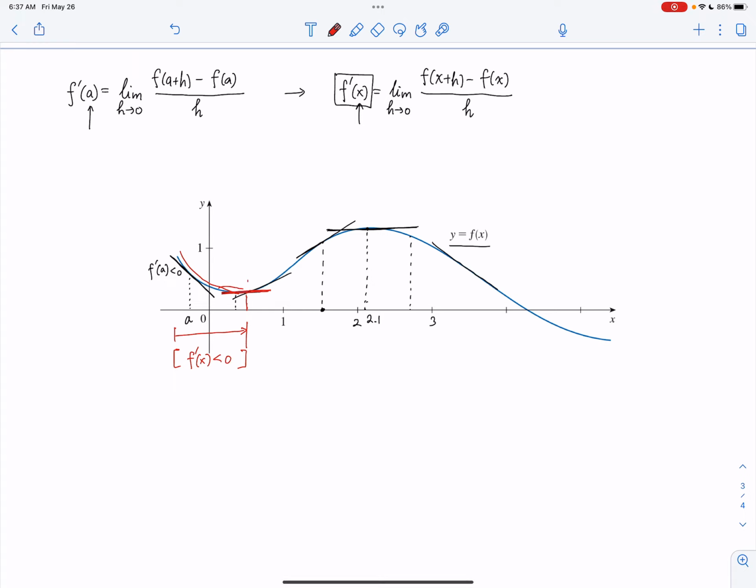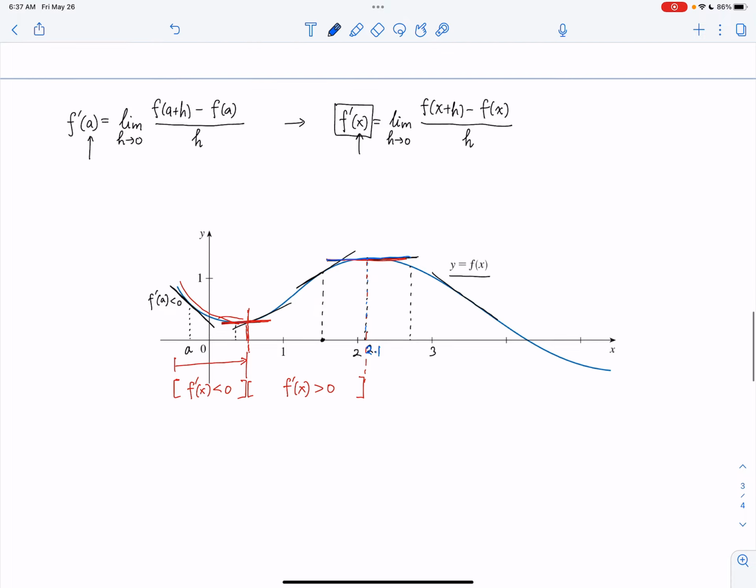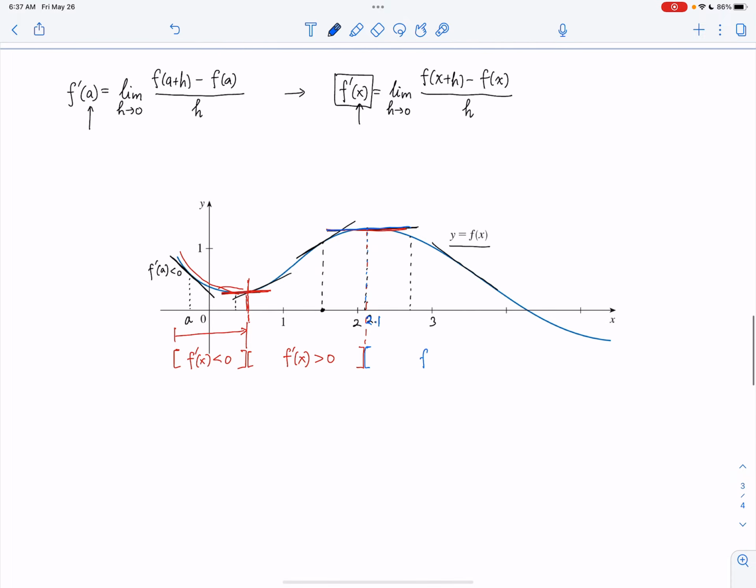And then after this point, you can see the curve is climbing up. So from here to this point, the derivative is positive because you are moving higher and higher. Okay, and at that point, this 2.1, the derivative becomes 0 again, and then it goes back down. So after 2.1, the derivative is negative again. Right? You can see this moving.